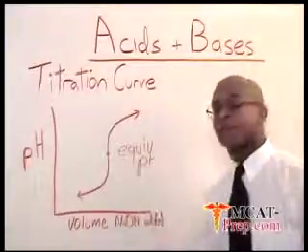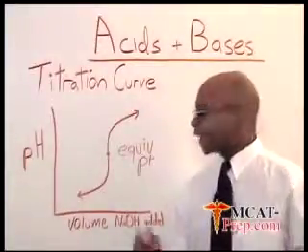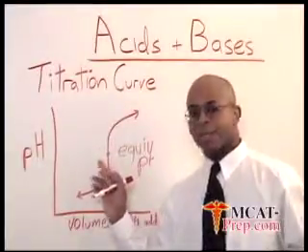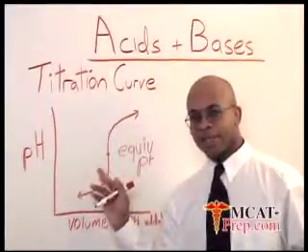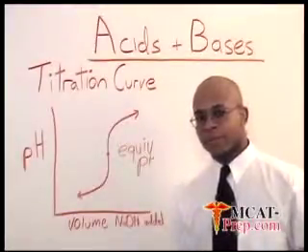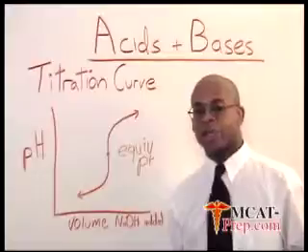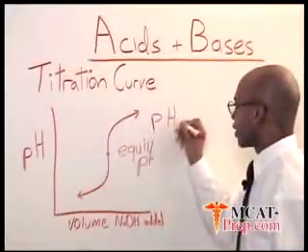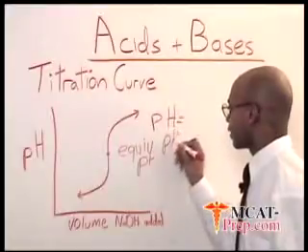That's the equivalence point. It's the point at which the curve changes direction. The reason why this is an important point is that this is the point at which the number of equivalents of acid and base are equal. In fact, at the equivalence point, we get that the pH is equal to the pKa.